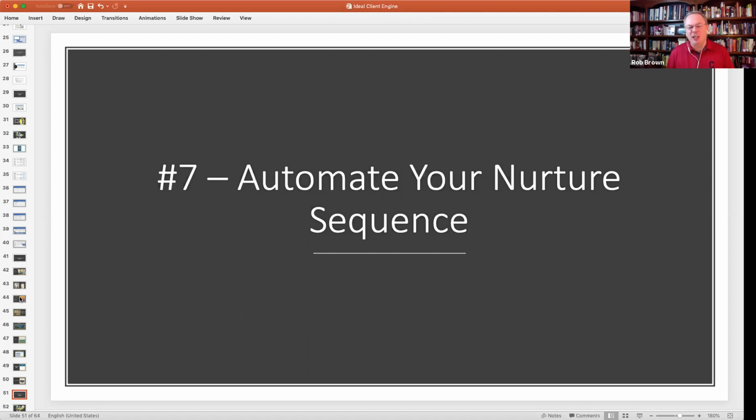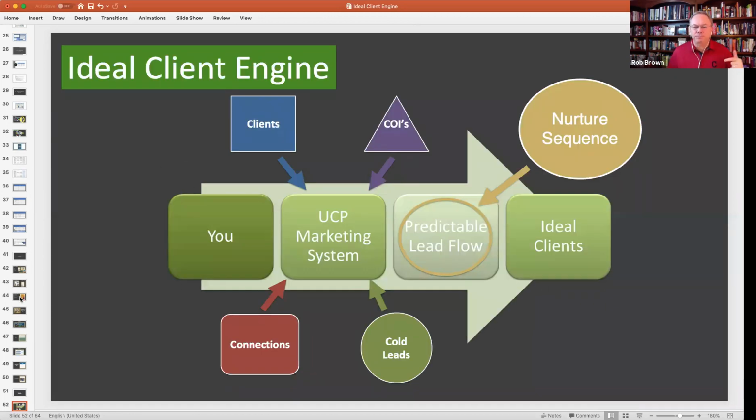But I guess nurture sequence is a term that a lot of online marketers use for how you make sure that once somebody asks you for information and becomes a prospect of your practice, you nurture them along until they become a client. Because the truth is, you can't turn that predictable lead flow into ideal clients unless you're nurturing them.